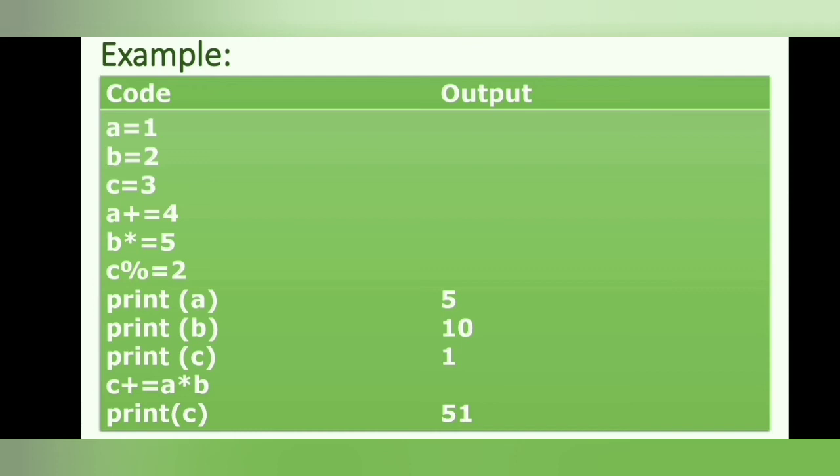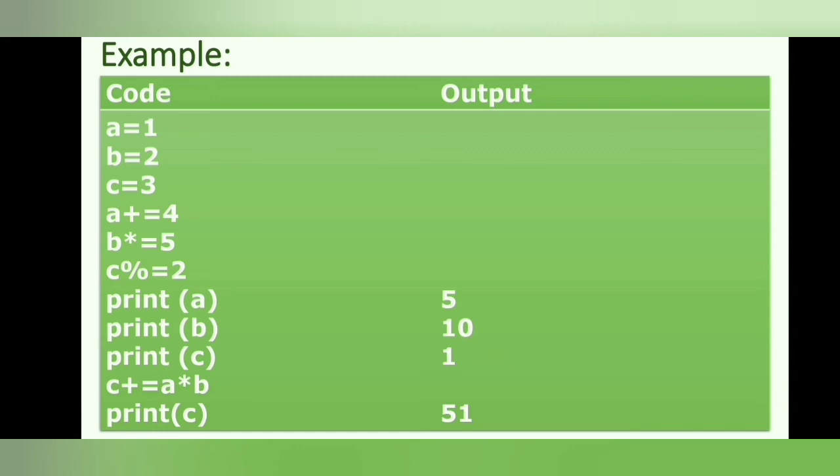Print B, the output will be 10. B *= 5 means B = B * 5. Here the value of B, 2, is multiplied by 5 and then the result is assigned to B. So the new value of B is 10. 2 multiplied by 5, that is 10. Print C, the output will be 1. C %= 2 means the value of C, 3, is divided by 2 and the remainder 1 is assigned to C. So the new value of C is 1.